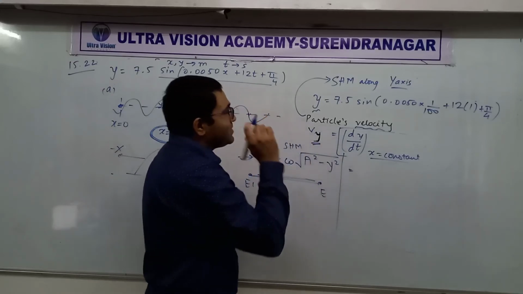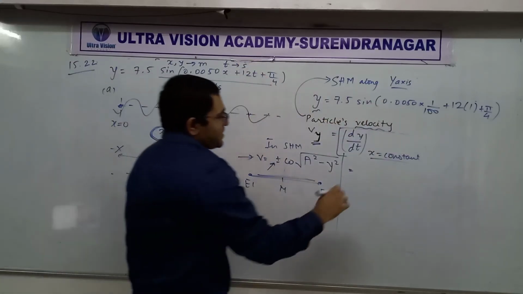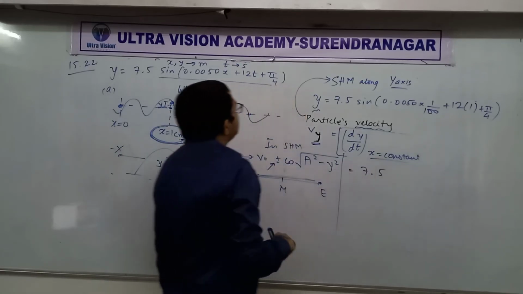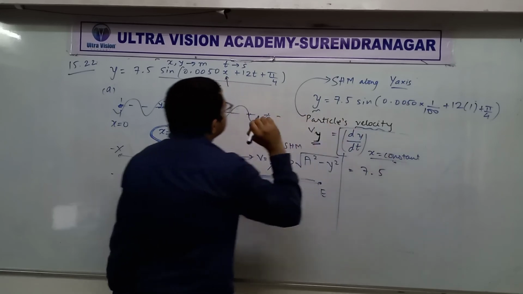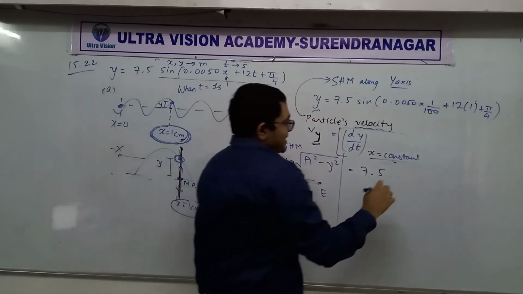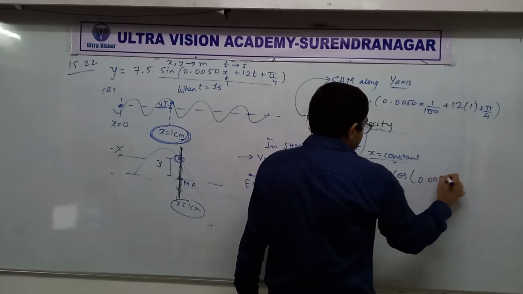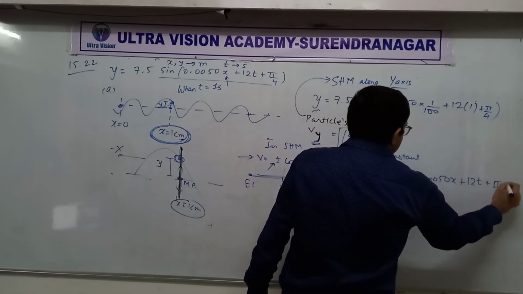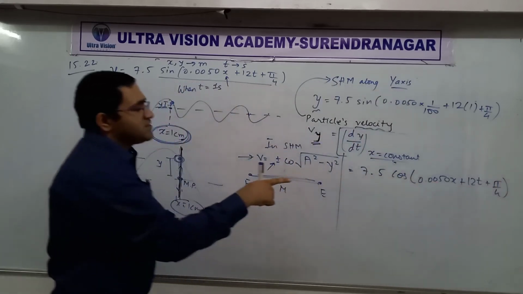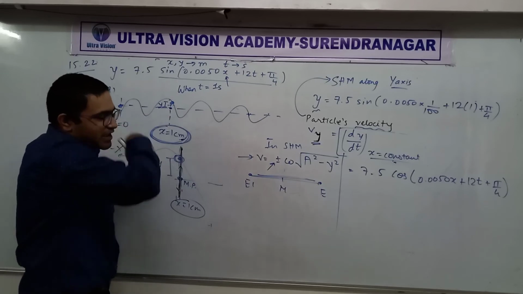So what do we get? Here is y over here. Differentiate. So 7.5 as it is. Remember, x to be treated as a constant, so don't worry about that. Since differentiation is cos. Did you understand this so far?